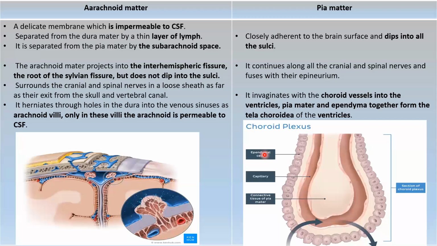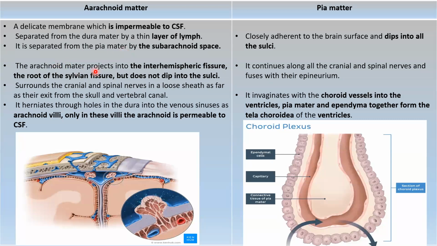Okay, the arachnoid mater and the pia mater. The arachnoid mater is a delicate membrane which is impermeable to CSF except at the arachnoid villi. It is separated from the dura mater by a thin layer of lymph and a potential space known as the subdural space, while it is separated from the pia mater by the subarachnoid space.